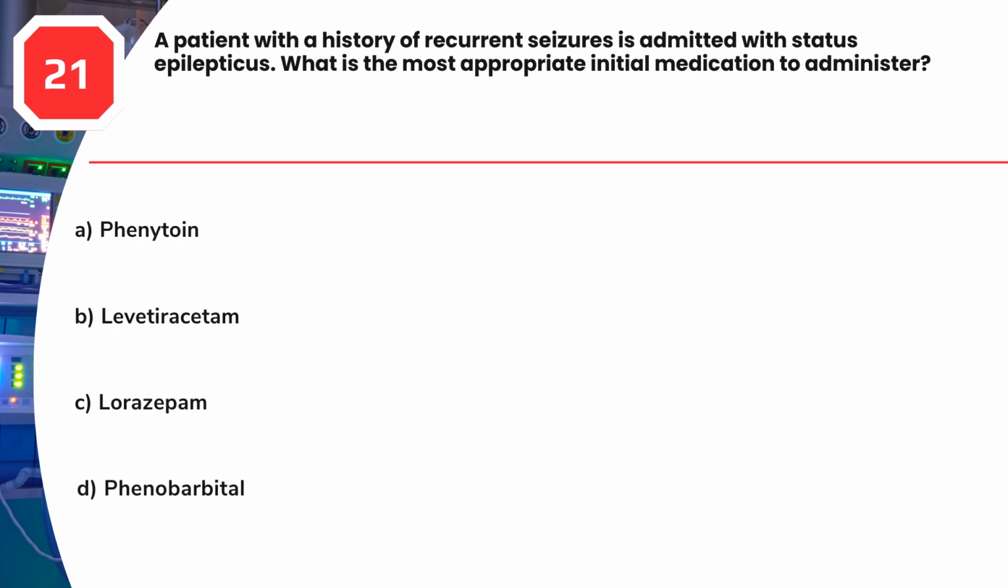Question 21. A patient with a history of recurrent seizures is admitted with status epilepticus. What is the most appropriate initial medication to administer? A. Phenytoin. B. Levetiracetam. C. Lorazepam. D. Phenobarbital.